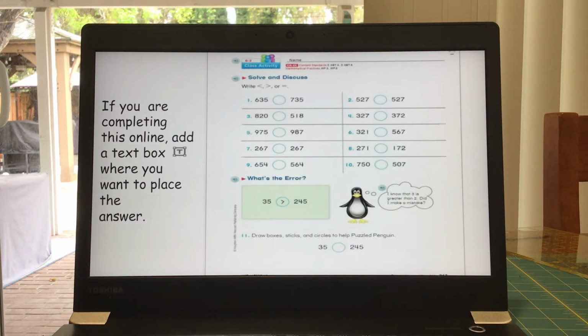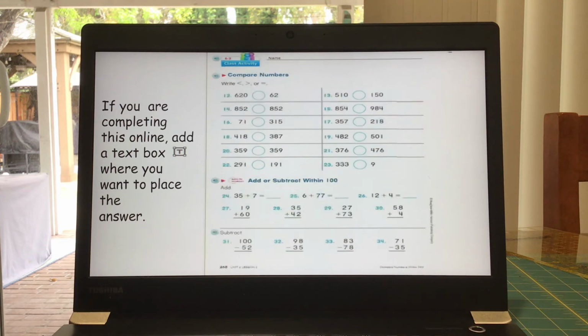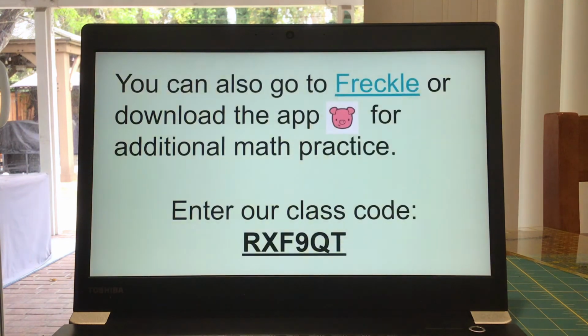All right, we have some comparing of numbers today, greater than, less than, or equal to. And at the bottom, just simply some review addition and subtraction problems within 100. Freckle is always an option.